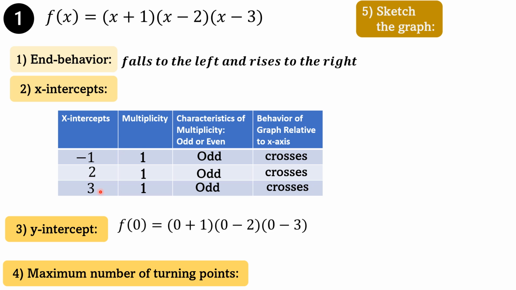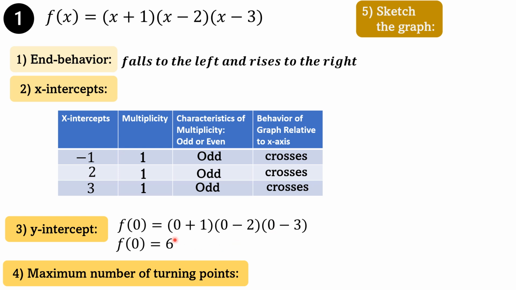Step 3, find the y-intercept by substituting 0 for x. Then f of 0 equals (0 plus 1) times (0 minus 2) times (0 minus 3). Thus, f of 0 is equal to 6.